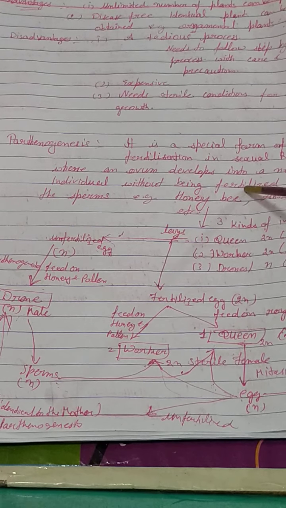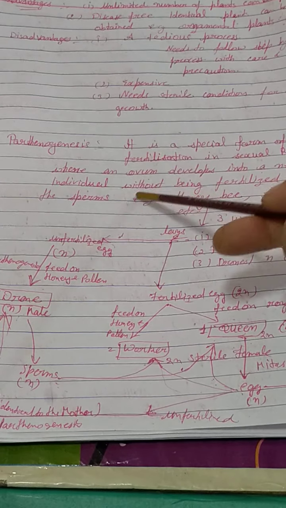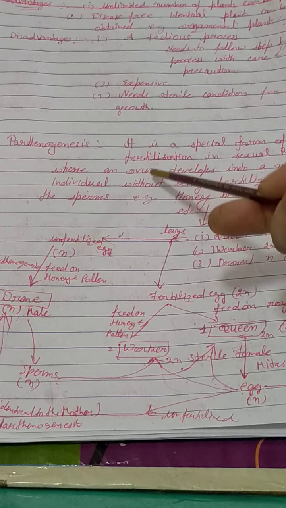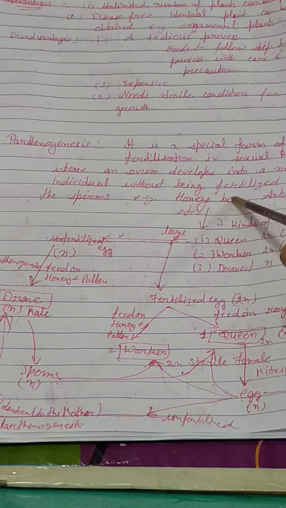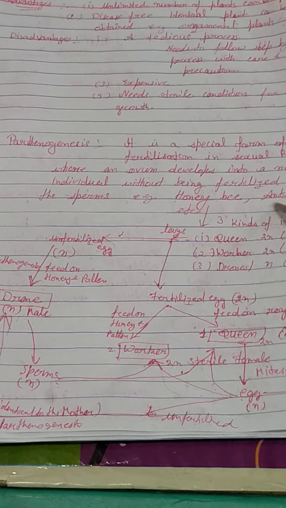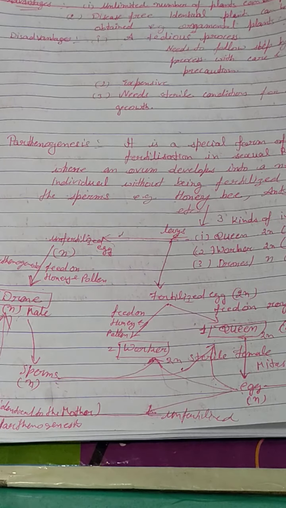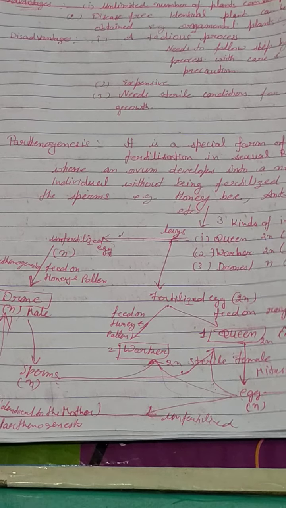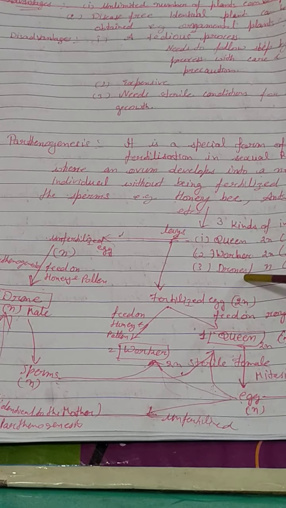Fertilization does not happen. The male gamete does not fertilize it. Only the female gamete develops into an individual. This case happens in honeybees, ants, wasps, etc. Let us take an example of the honeybee. In the case of honeybees, there are three kinds of individuals. There is a queen, there are workers, there are drones.